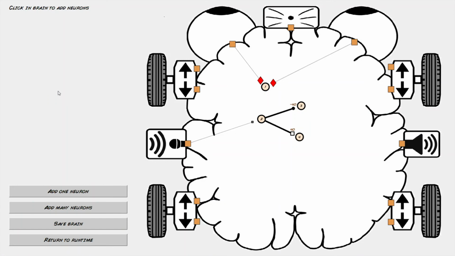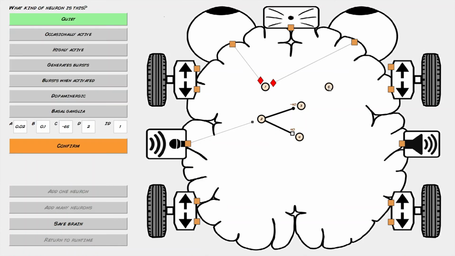So I'm back in design mode, and I'm now going to add a few different neuron types to show how that works. So if I click within the workspace, I get this list of pre-configured neurons to choose from. And so if I click, for instance, on generate bursts, you'll see that 2 of these parameters down here, the B and C parameter, changed. Each neuron in this simulation is defined by these 4 variables, A, B, C, and D. And if I pick, for instance, bursts when activated, you'll see that C went to -13 and B went to 0.1. If I go back to quiet, you'll see that C changed to -65. If I go to generate bursts, both B and C changed.